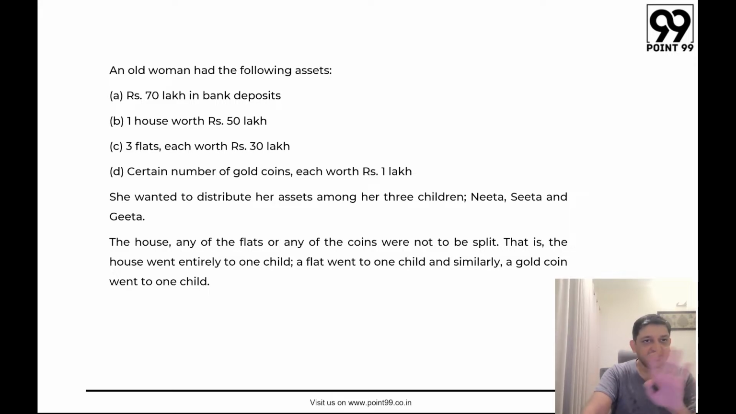So the next set is this one. An old woman had the following assets: 70 lakhs in bank deposits, one house worth 50 lakh, 3 flats worth 30 lakh each, and gold coins each worth 1 lakh. And there are 3 children: Neeta, Sita, Geeta. ये सब है यहाँ पे, and ये सब दिया हुआ है, right?